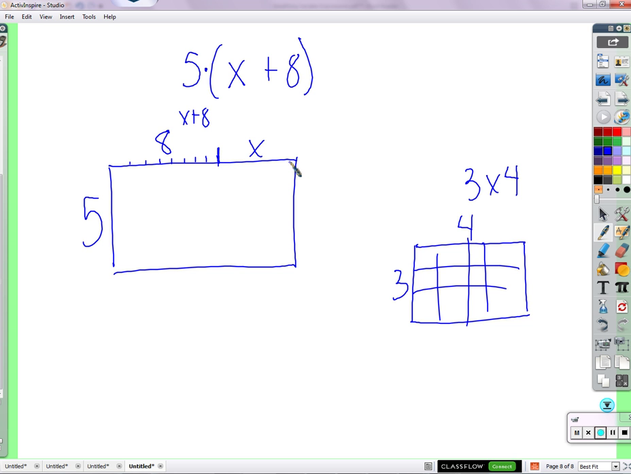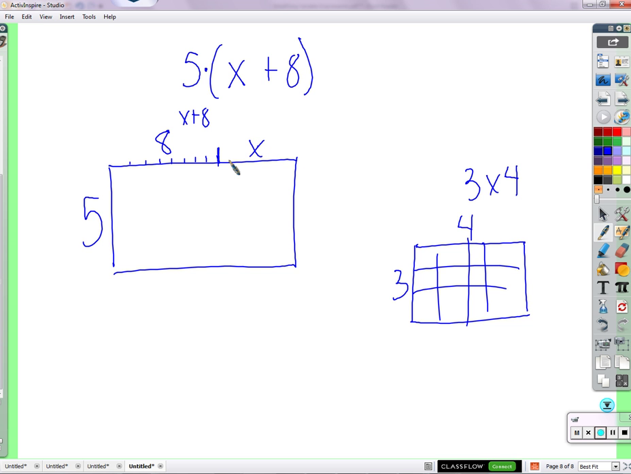Even though it looks like it's 4.5 or 5, which is where I have to use our imagination, just call it x. Is this side x plus 8? It's not x times 8, it's not x divided by 8, it's not 8 divided by x. Because if this x was a 2, how long would this side be?